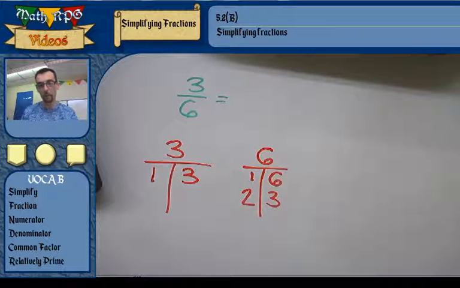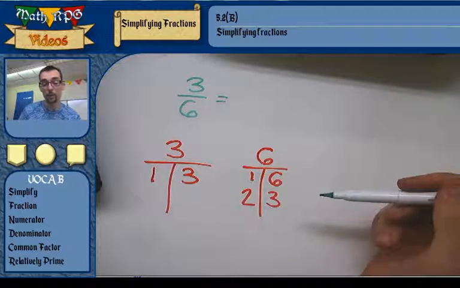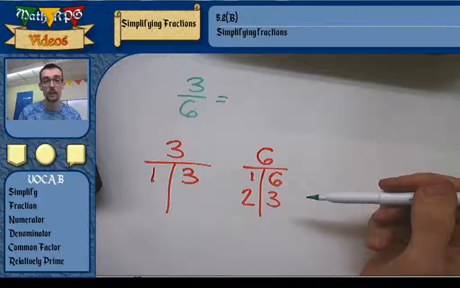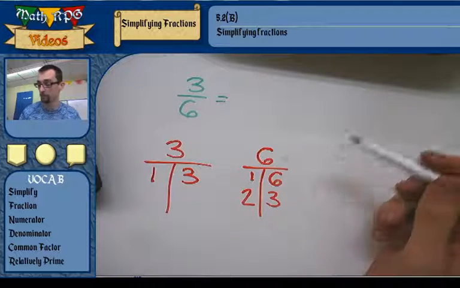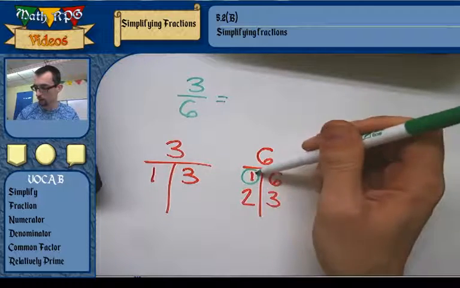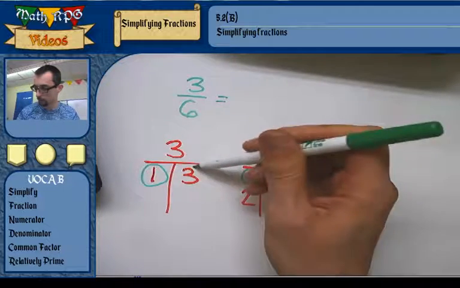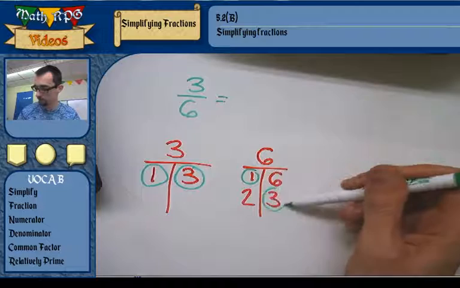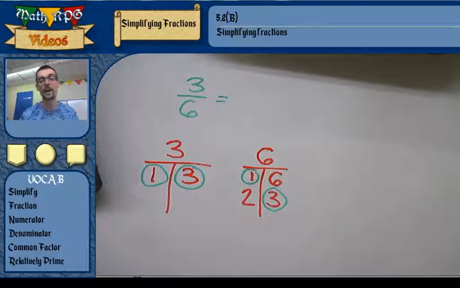And so now I'm looking for any factors that they share in common, right? Common just means that they're sharing them, that they both have them. My son and I both have something in common, and that we are boys and we wear glasses, right? So that's our common factors. In this case, they both share a 1, and they both share a 3. Okay? So 6 and 3 have 2 common factors, 1 and 3.